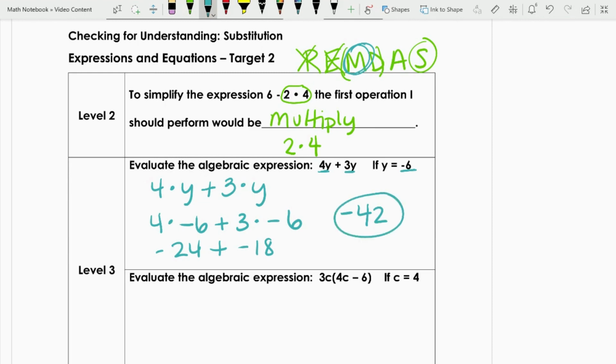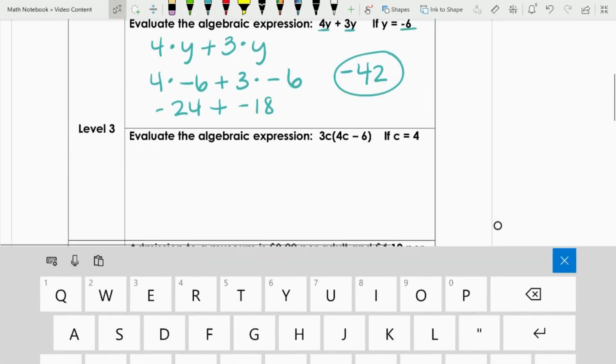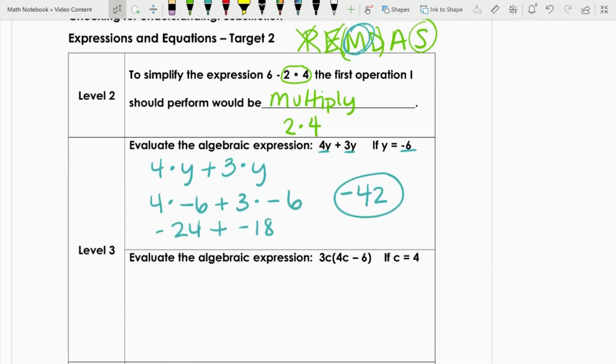Okay? Looking at the next level 3, we have evaluate the algebraic expression 3c multiplying 4c minus 6 if c equals 4. So again, we have a number next to a letter, which means multiplication. But the other tricky part here is 3c is right next to our parenthesis, right? And we've stated before, if something is right next to a parenthesis, that means we need to also multiply. So that was kind of the trickier part for this one.